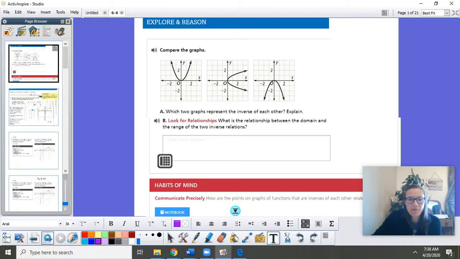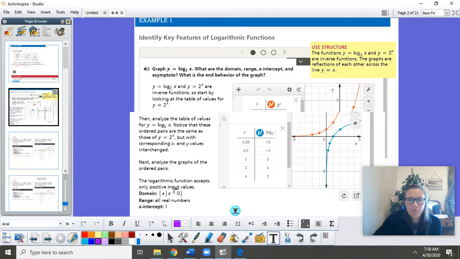Moving into example 1, we have a use of structure. And so this drop-down menu is really handy and important. The function y equals log base 2 of x and y equals 2 to the x power are inverse functions. The graphs are reflections of each other across that line y equals x. And so as you go through, you start to think about how could I make a graph of this function?